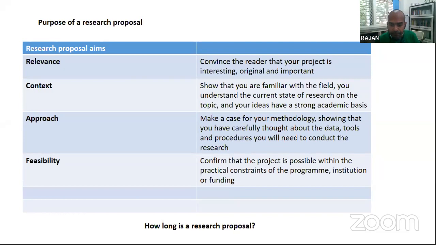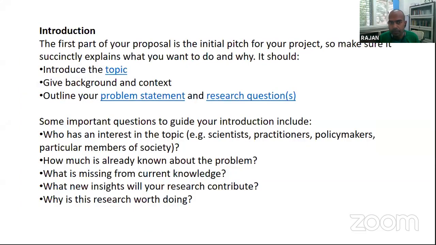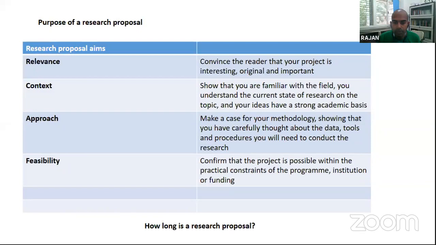And the feasibility: confirming that the project is possible within the practical constraints of the program, institution, or funding. That's what I'm talking about. Approach and feasibility are two hands that go together. Until I know the feasibility, I cannot do an approach. So that's how the next step is going to be involved.